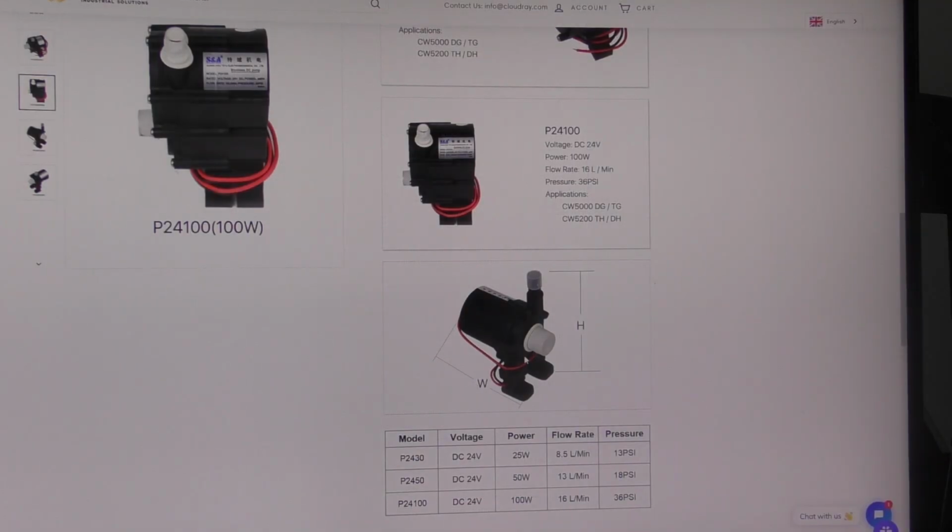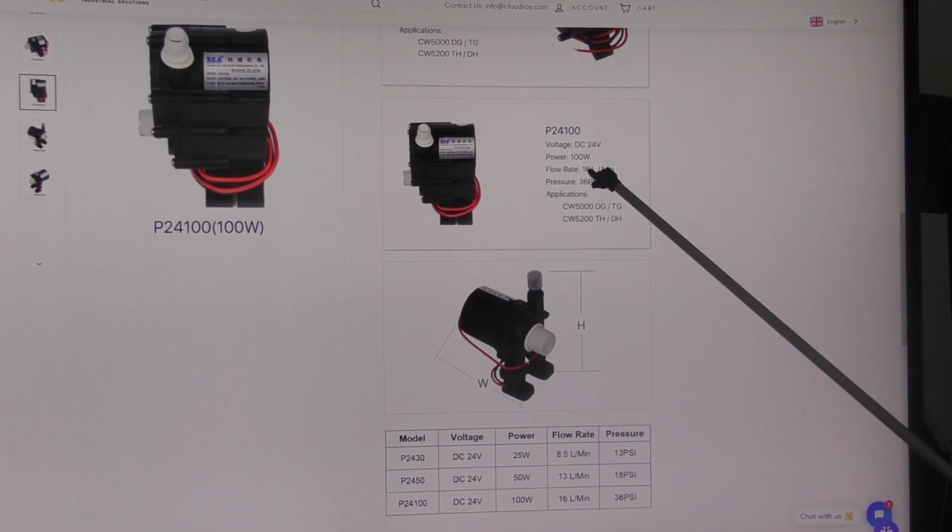Okay, so here we've got the pump that's used in the CW5000 and 5200. It's capable of delivering 16 litres a minute, which remember is roughly 3 times greater than the flow required through the tube, at a pressure of 36 psi. But there is no pressure number in the tube specification. The problem with all tubes is the limiting factor is the size of the orifice that goes into and out of the tube where the water pipes connect.